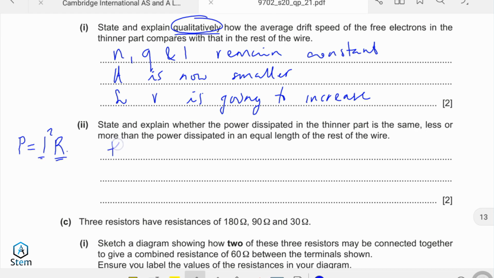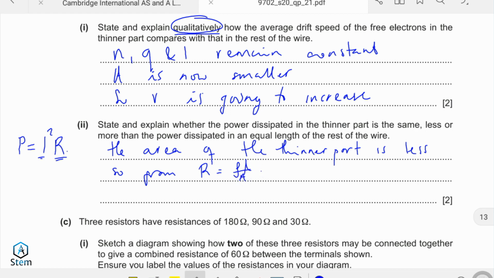So the area of the thinner part is less, so from R equal to rho L over A, R increases, and from P is equal to I squared R, power dissipation increases. So those are the events, or those are the reasons why our power is going to increase.